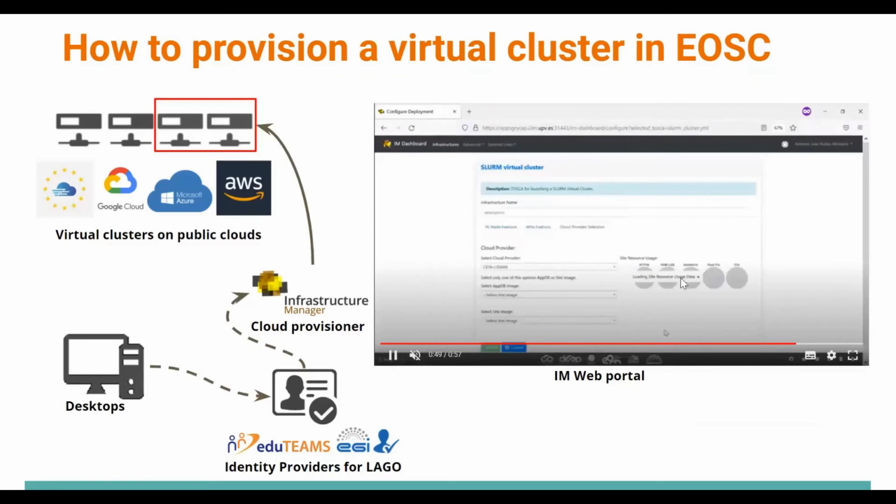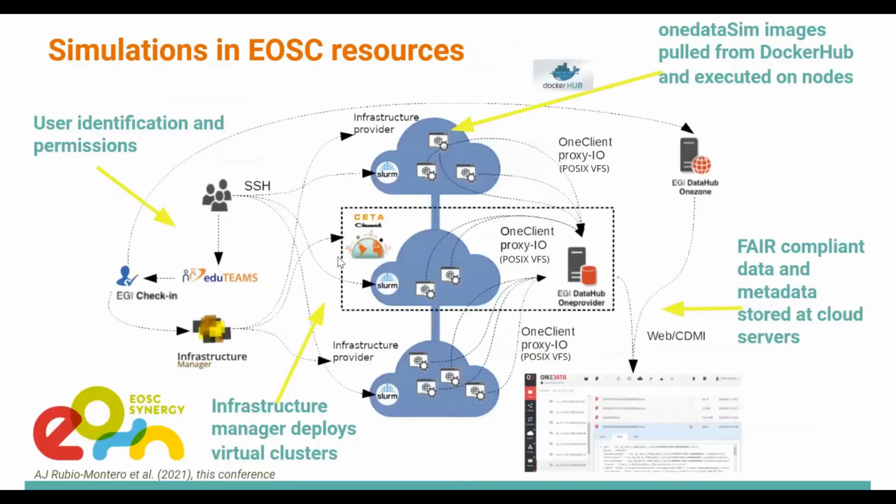Adding all together, this is the common way to perform standardized simulations on EOSC resources. Scientists authenticate and then apply for a virtual cluster at the Infrastructure Manager portal. In some minutes, the cluster is configured and they can access via SSH. The researcher can then submit to the batch queue the simulations encapsulated in the ONEDataSim images, pulled from the LAGO Docker Hub account. So we took advantage of all these new tools for different applications, as we will describe in the next section.